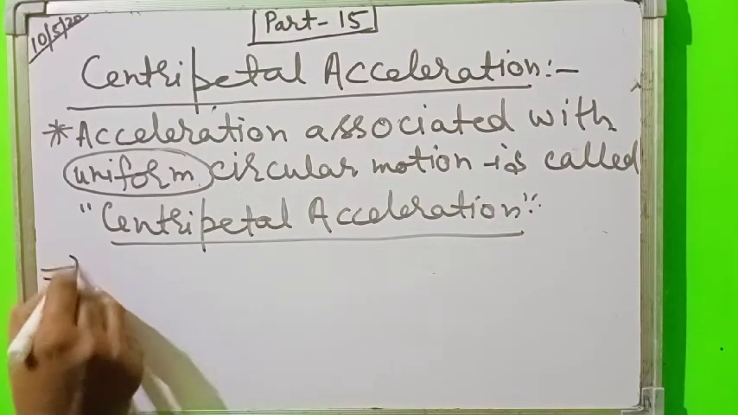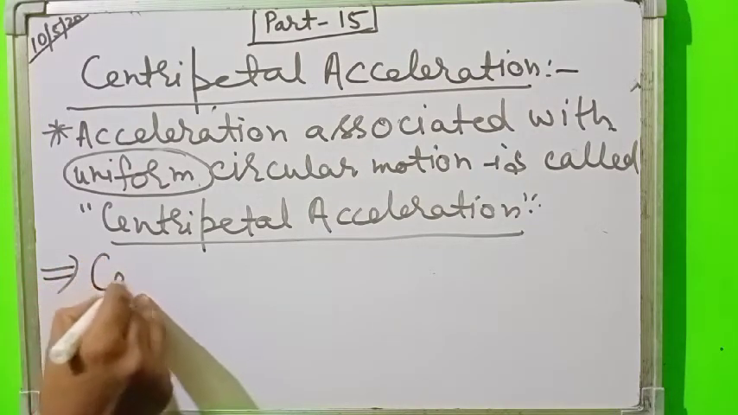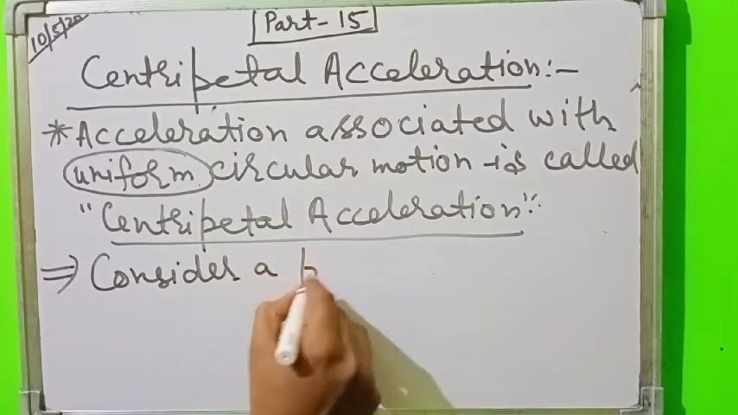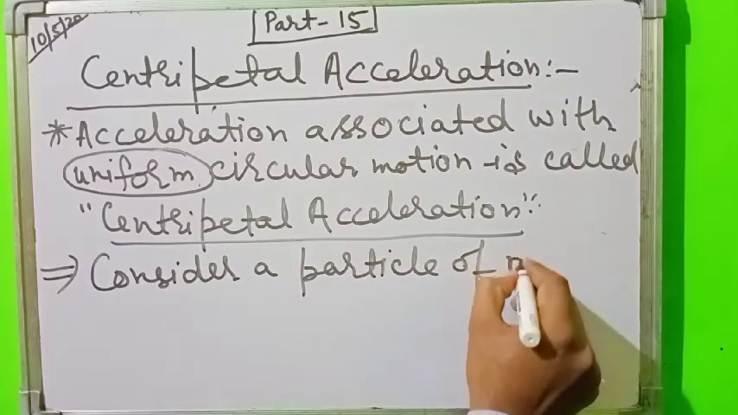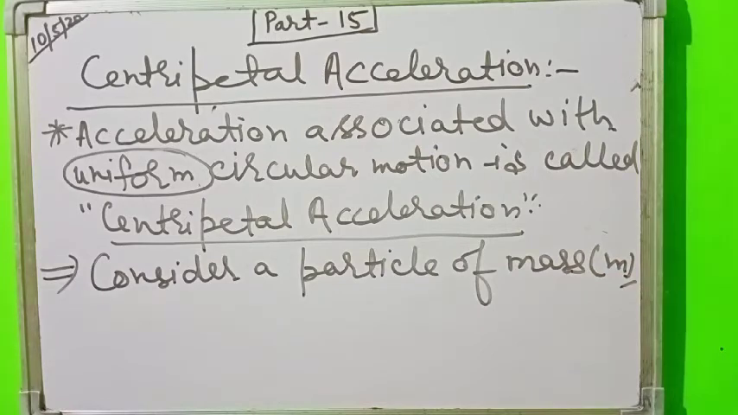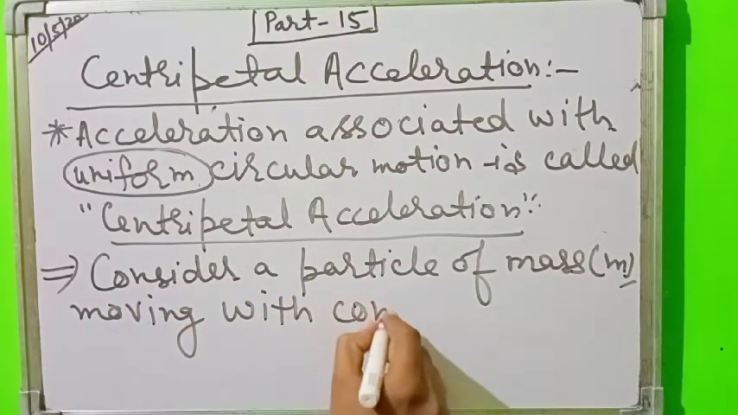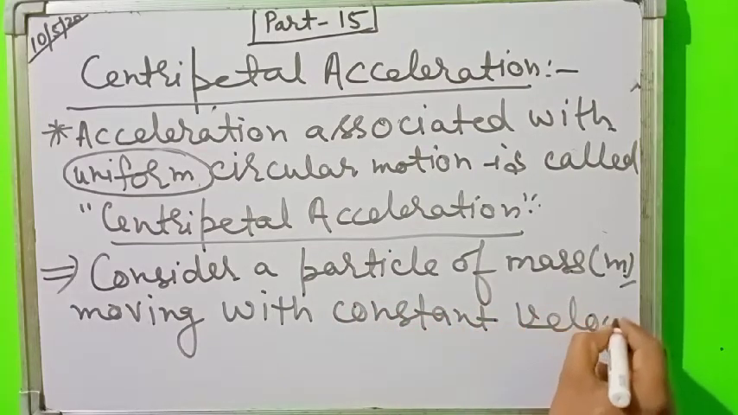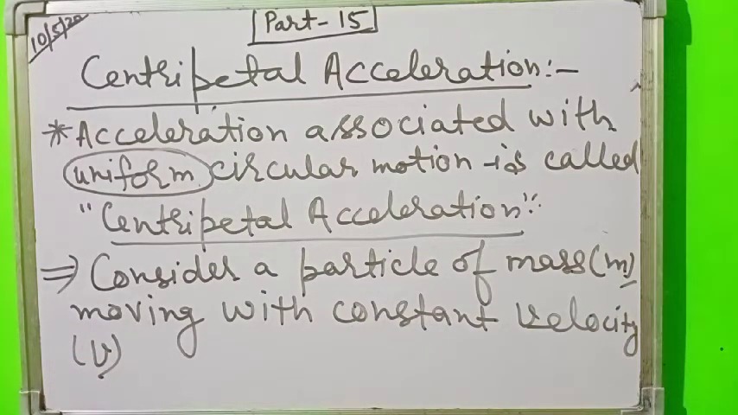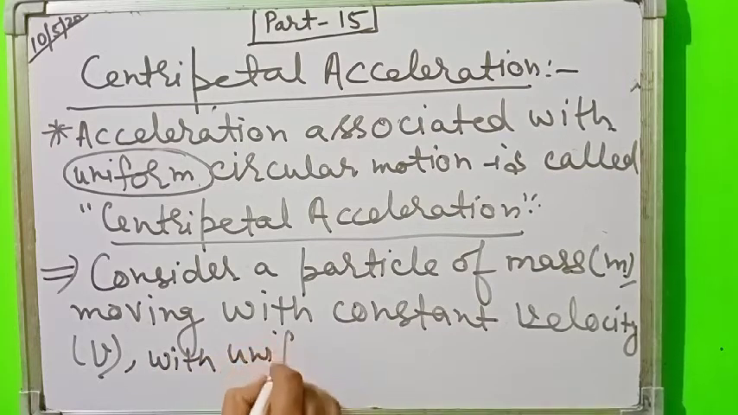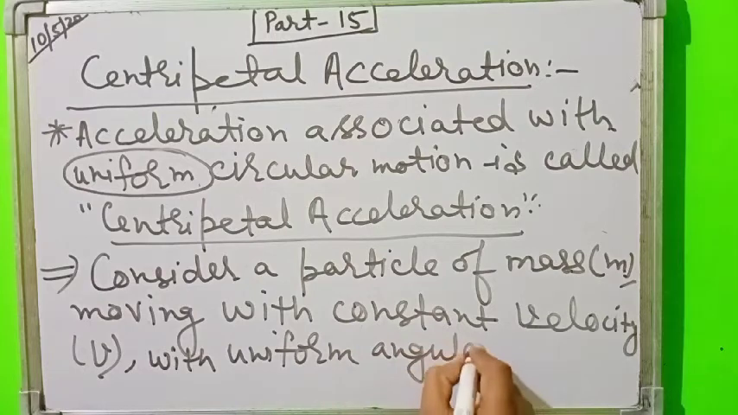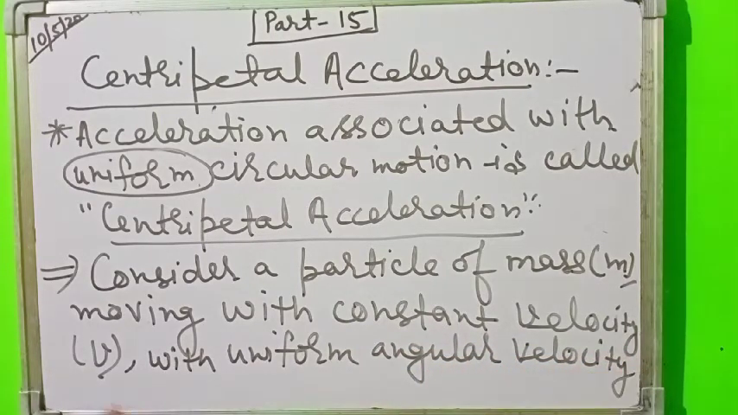To derive this, consider a particle of mass m moving with constant velocity v, with uniform angular velocity omega, on a circular path of radius r.